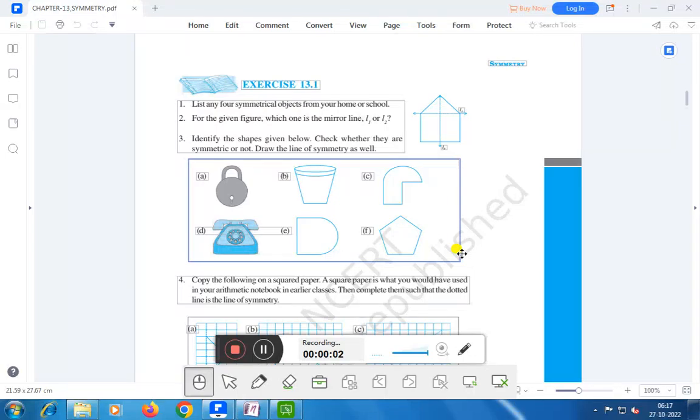Hello everyone. Today we shall discuss exercise 13.1 question number 1. List any four symmetrical objects from your home or school. We have to find four symmetrical objects, right?